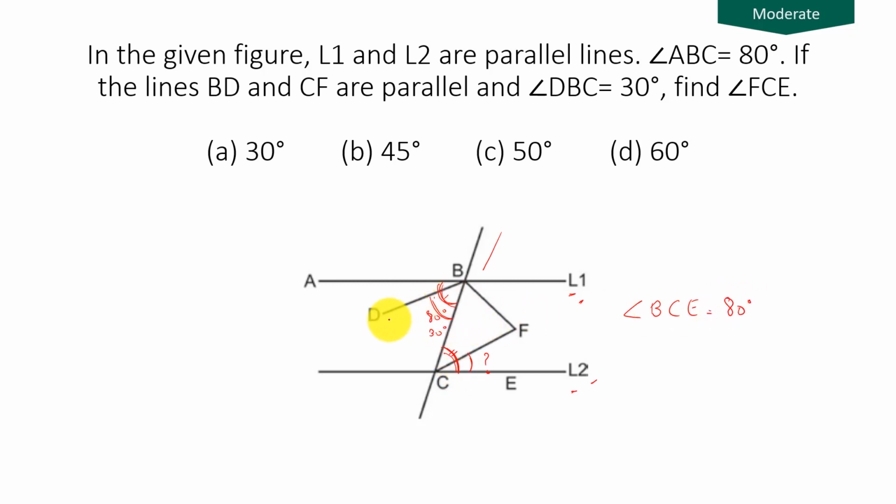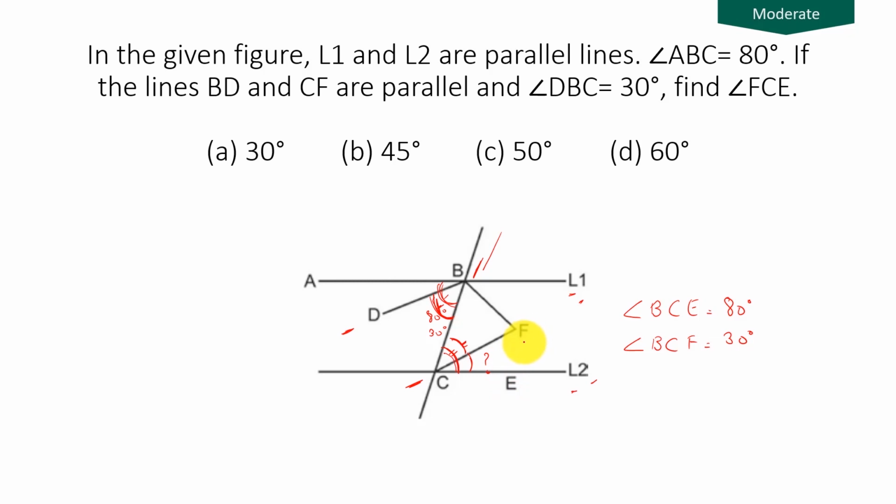Now ignore lines L1 and L2 and only consider lines BD and CF. These are parallel lines, and the transverse line is this BC line. Now this angle BDC is equal to angle BCF, because these are also alternate interior angles. So angle BCF is equal to 30 degrees.